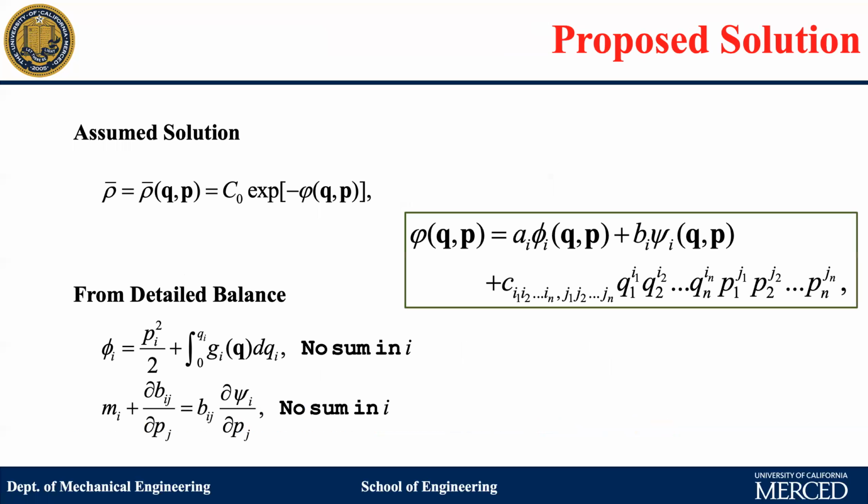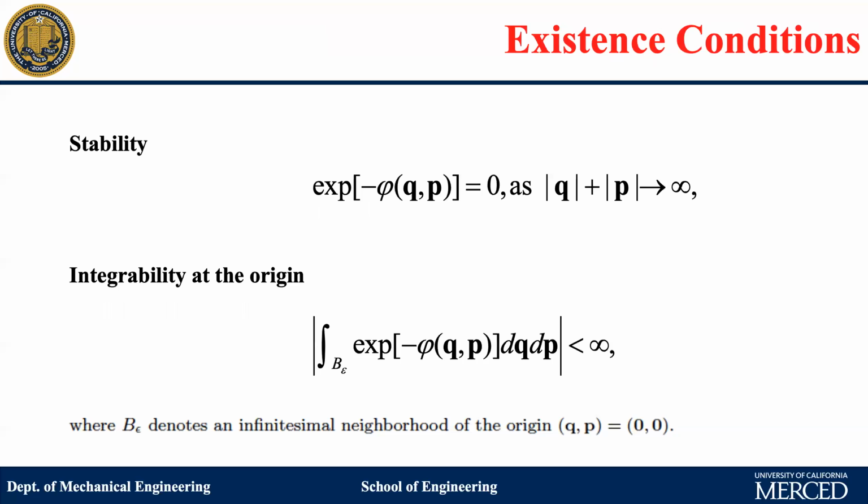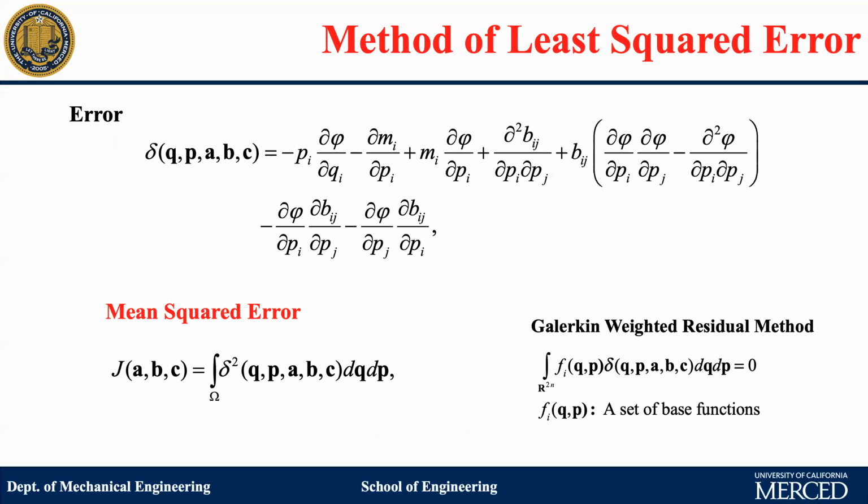Let me go back to here. A is the coefficient of psi, B is the function of psi, the coefficient of psi function, and C's are the coefficients of the polynomials. Depending on how many indices C has, it represents a corresponding order of polynomial. So there are many parameters in C, and we would like to make this error as small as possible in some sense. The best way to do it is the mean square error, so we minimize this mean square error over some domain. This is our proposed method.